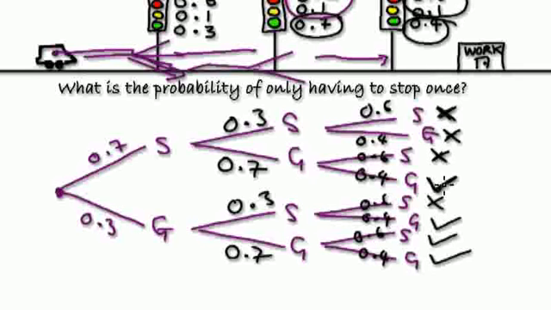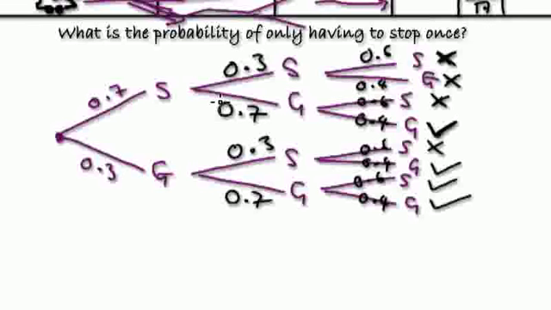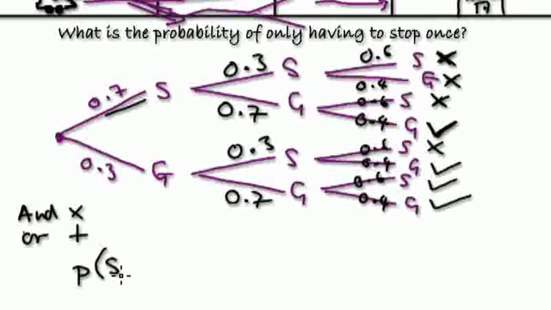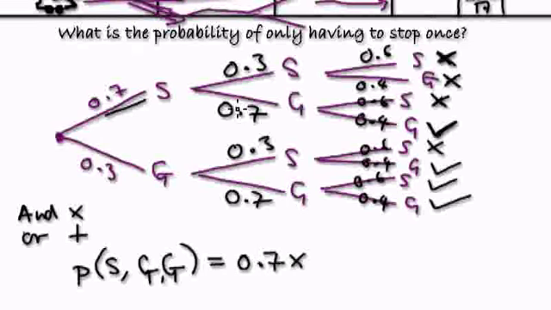Okay, so bad outcome here. Well, this is a good outcome, so let's try and tackle this. So this would be stop, go, go. Now we need stop and go. So remember, if it's an and, you times. If it's or, then you add. Okay, so we need probability of stop, go, go. So stop would be 0.7 times, we need this and this and this.